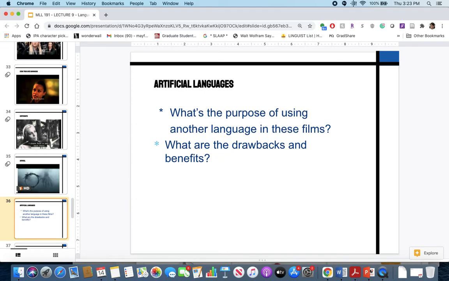But then you're not able to understand them, and you're able to reference them as being foreign, and so it contributes to this idea that if you don't speak English, you're foreign. So yeah, you can type on the discussion boards what you believe to be the purpose.